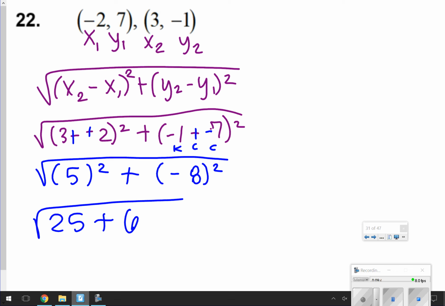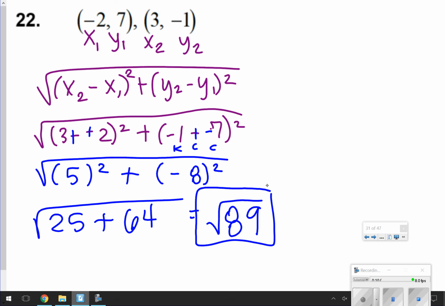Negative 8 squared is 64. 25 added to 64 gives us 89. We do not know the square root of 89. We only know the square root of 81. So we're going to keep it just like that for number 22.